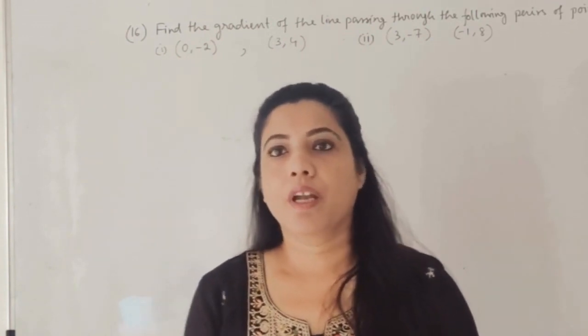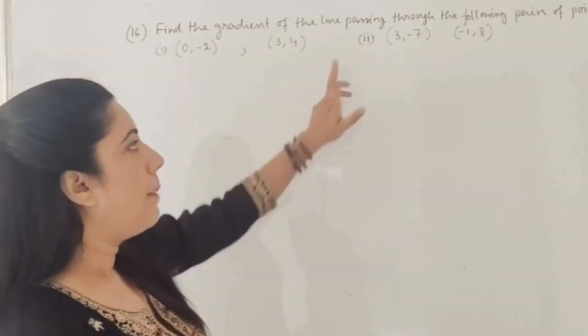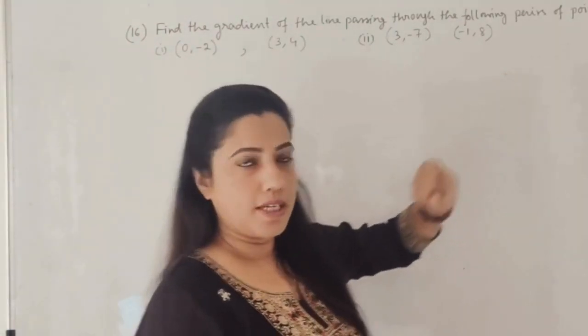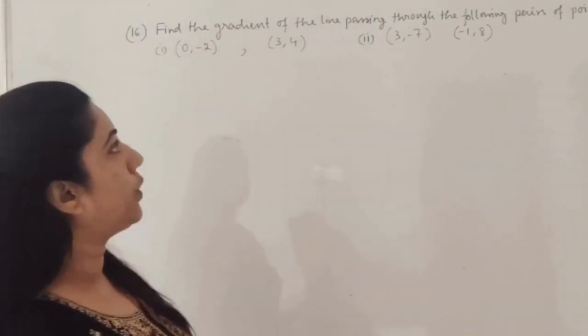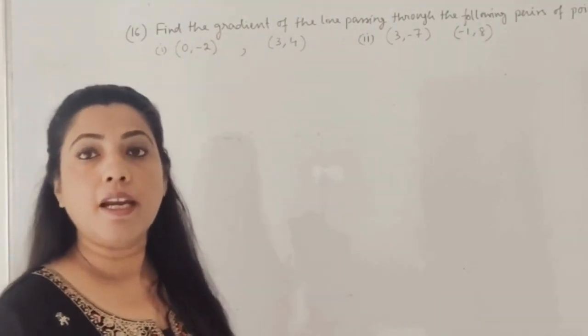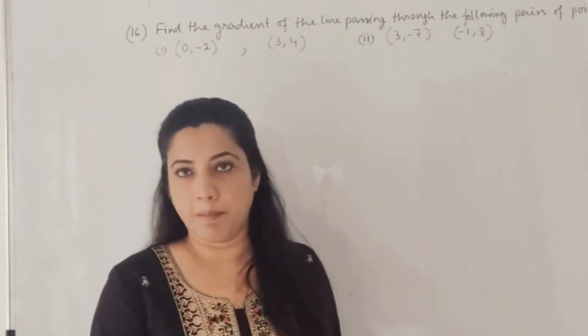Let's get started. Question number 16 says, find the gradient of the line passing through the following pairs of points. There are two pairs of points given. You need to find out the gradient of the line. Gradient means what? You need to find out the slope. Slope or gradient is the same thing.